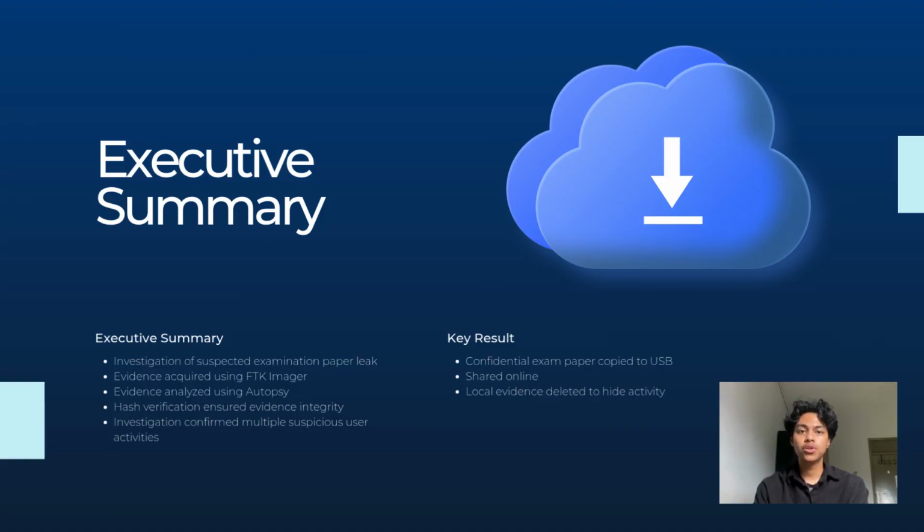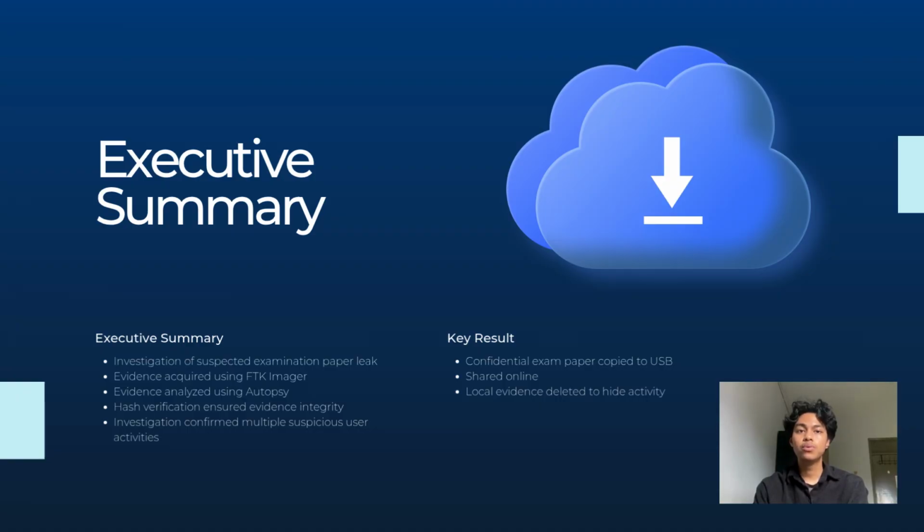Today I'll be walking you through the findings of our digital forensic investigation into a suspected examination paper leak. To conduct this investigation, we strictly adhered to standard forensic protocols. We first acquired the digital evidence using FTK Imager to ensure a bitstream disk image was captured without altering the original data. We then performed rigorous hash verification, comparing MD5 and SHA-256 values to guarantee complete evidence integrity throughout our handling. And we also used Autopsy for thorough forensic analysis.